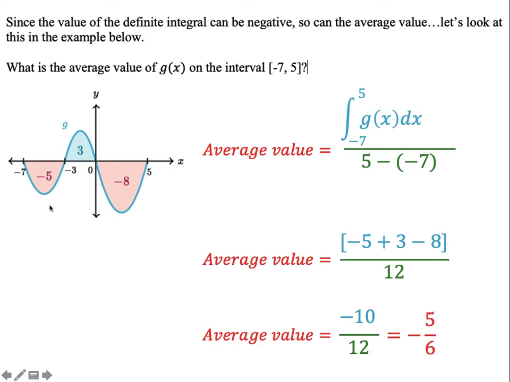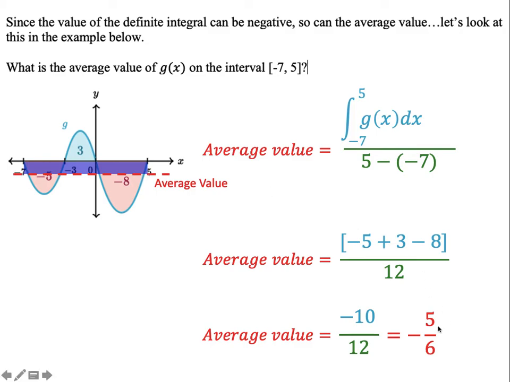So what that means geometrically is that this is the height of our rectangle. The negative sign just means it's down here in the third and fourth quadrant. So there's the average value at -5/6, and it extends from -7 to 5. So that's our average value.